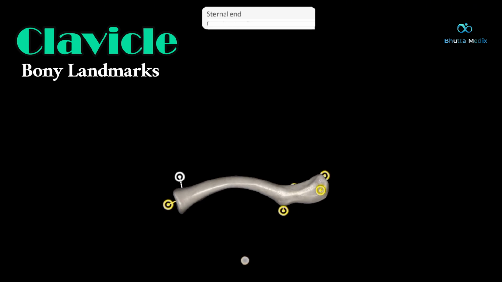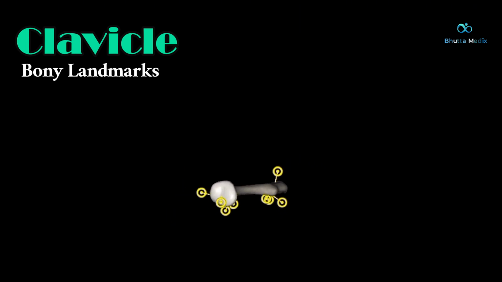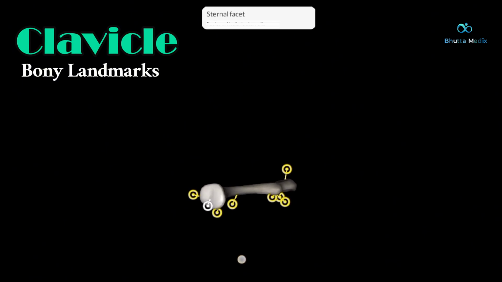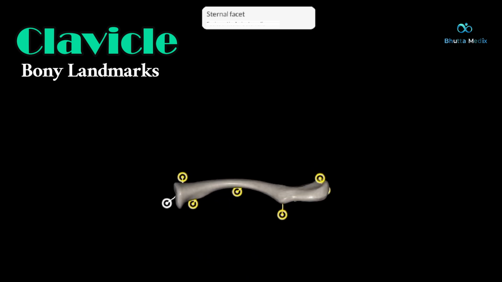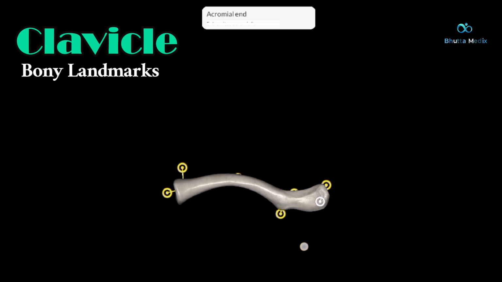This round-shaped structure is sternal end. It has sternal facet which articulates with clavicular notch of the manubrium sterni to form sternoclavicular joint. This flat and broader structure is acromial end, also called lateral end.